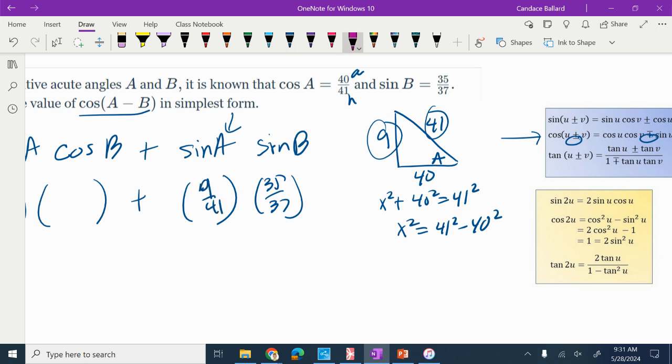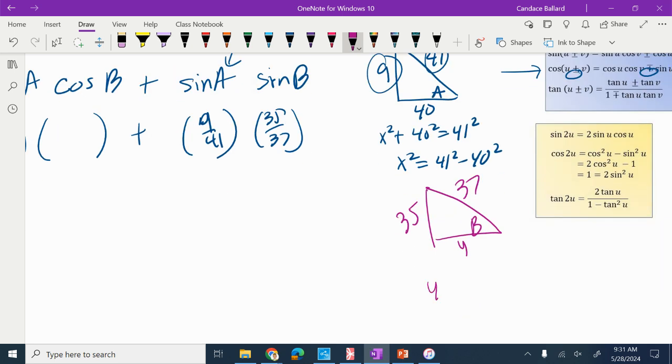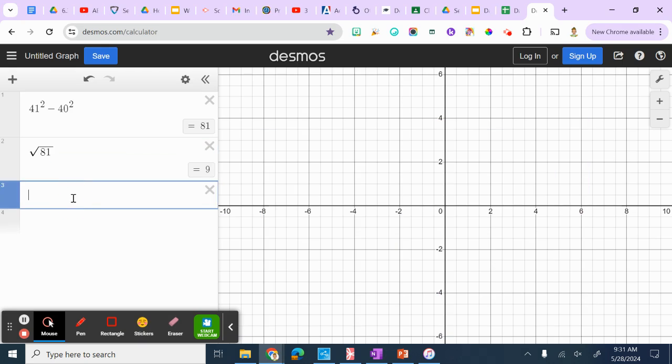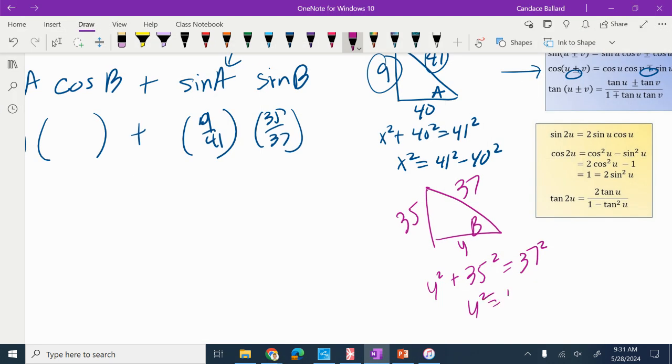And now I'm going to do this other triangle, which is B. Sine is opposite over hypotenuse, so my opposite is 35 and my hypotenuse is 37. Again, I'm going to use the Pythagorean theorem: y squared plus 35 squared equals 37 squared. Again, I'm going to subtract that 35 squared to the other side, so I have 37 squared minus 35 squared, which is 144. The square root of 144 is 12. So y equals 12, and that's that side. So my cosine of B would be 12 over 37.